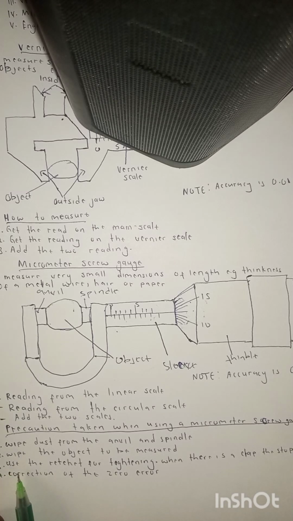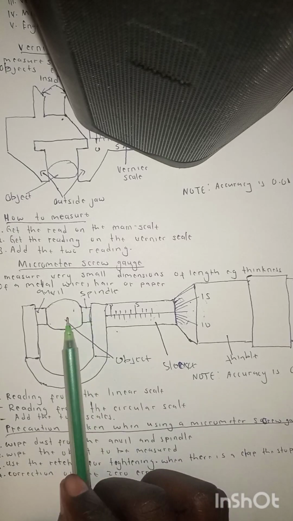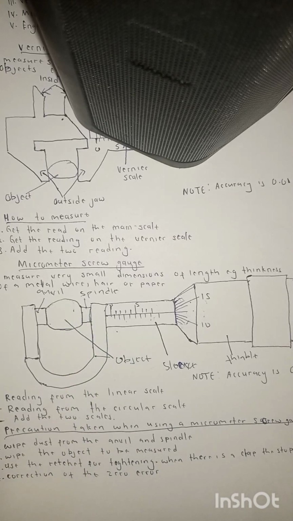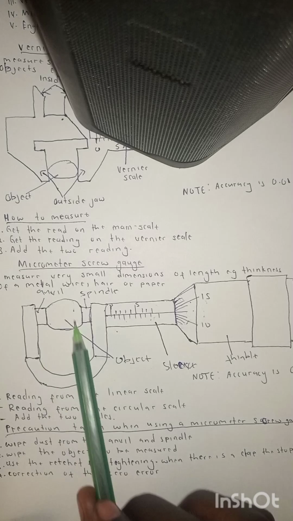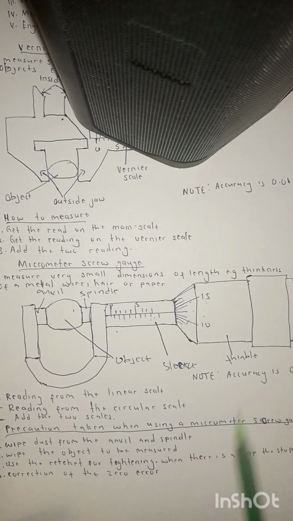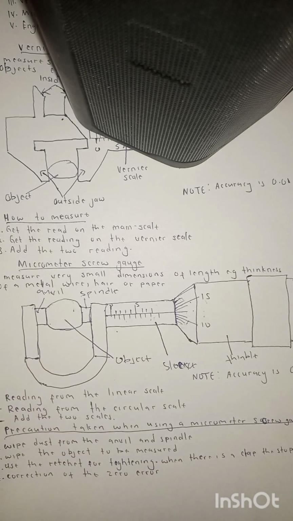Then the third one is that the ratchet should be used to tighten on the object, which is here. When you hear a click, you should stop using it, as if you continue, you might destroy the object or destroy the micrometer screw gauge. Then the last one is that you should correct the zero error. You should zero the micrometer screw gauge. This basically means if the micrometer screw gauge had a certain reading, let's say 10, you should move that reading to 0 so that you can calculate properly.